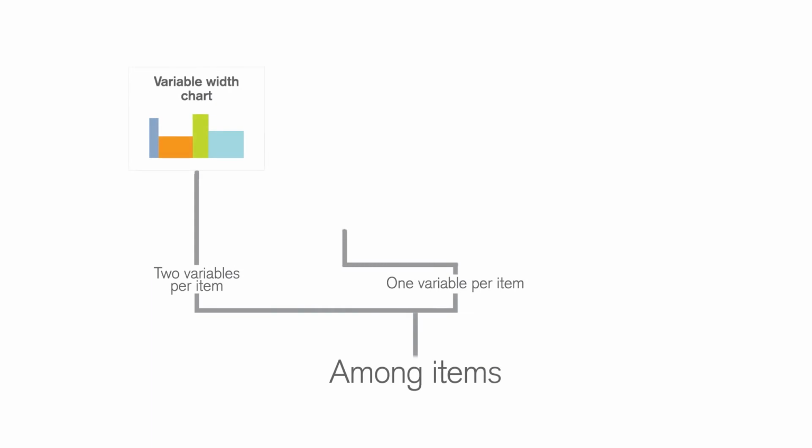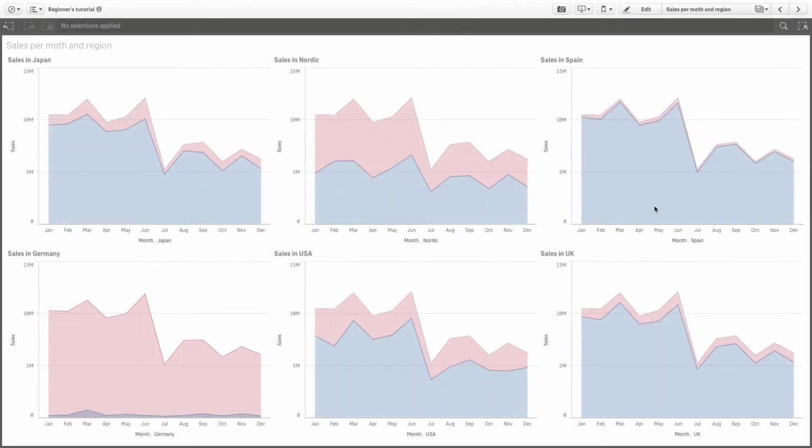If you have one variable per item and several categories, you can create one or more tables with embedded charts. In this example, there is a sales overview for each region that highlights the difference between the sales region and total sales.